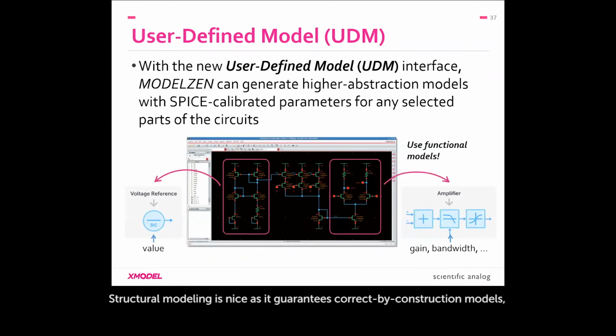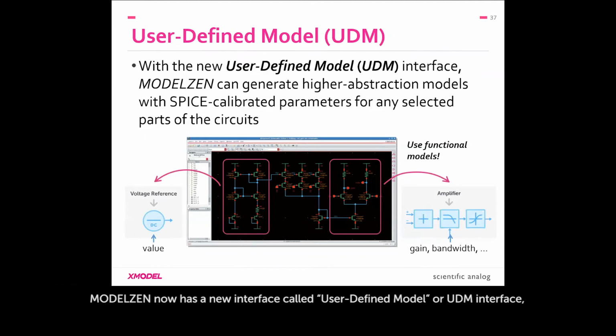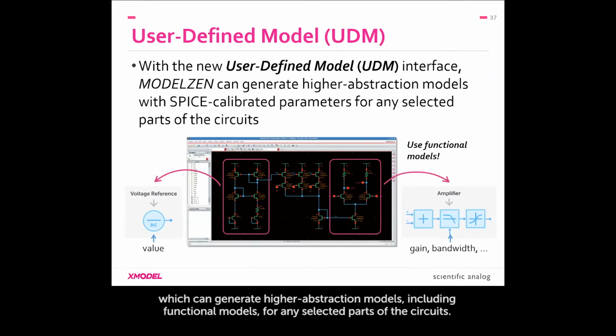Structural modeling is nice as it guarantees correct by construction models, but the speed up achievable may be limited since the resulting model is not any simpler than the original circuit. ModelZen now has a new interface called User-Defined Model or UDM interface, which can generate higher abstraction models, including functional models for any selected parts of the circuits.